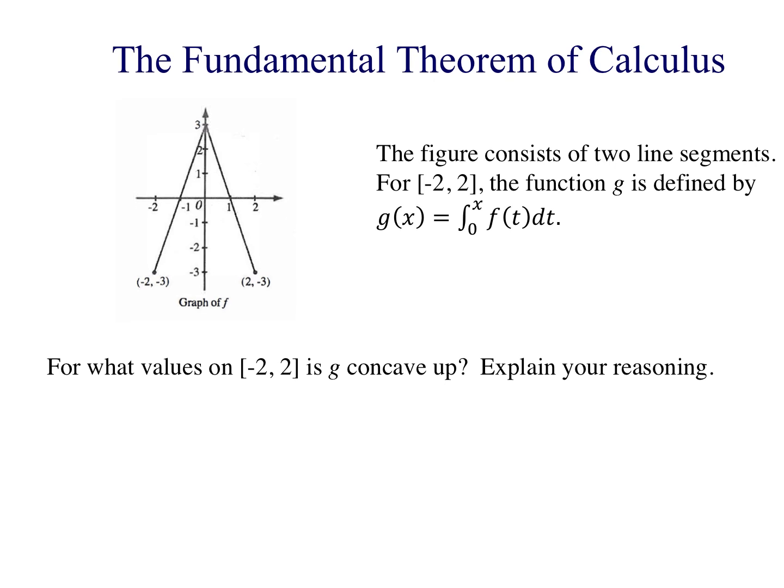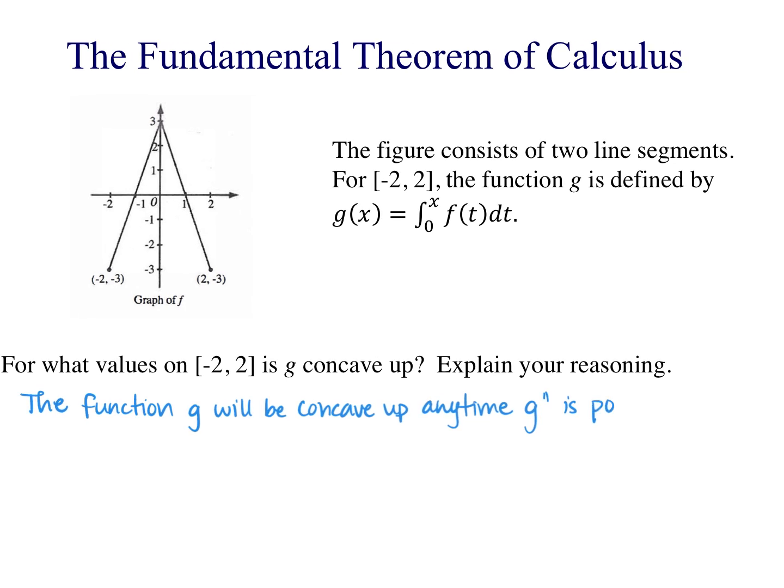All right, this is the last question about this graph. For what values is g concave up? So model your answers. You can kind of get into a rhythm. The function g will be concave up anytime g double prime is positive. AKA, so what was g double prime?